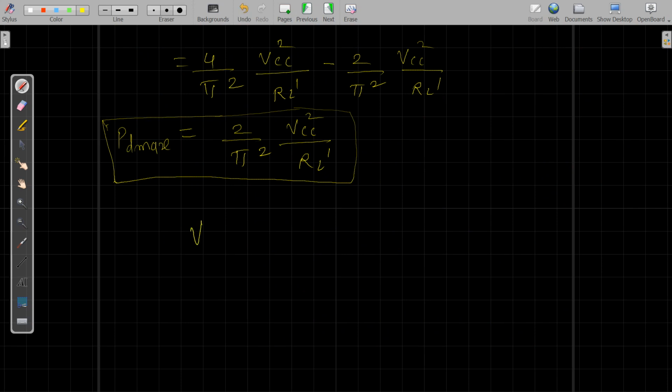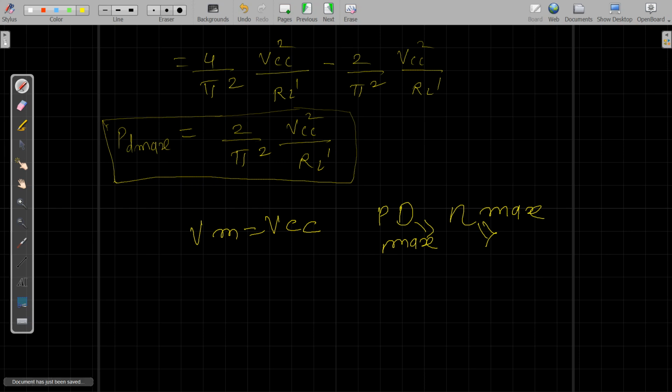That means for maximum efficiency your Vm equals VCC. That means power dissipation will not be maximum when the efficiency is maximum. Remember that your power dissipation will not be maximum when the efficiency is maximum. That means power dissipation is maximum when efficiency is not maximum. That means they are inversely proportional. That means maximum efficiency and maximum power dissipation do not happen simultaneously in class B power amplifier.